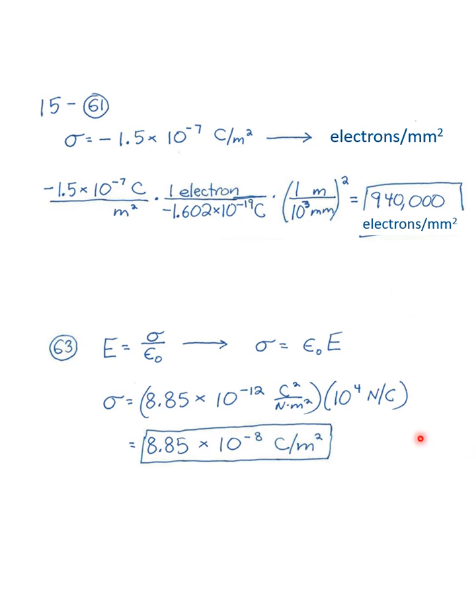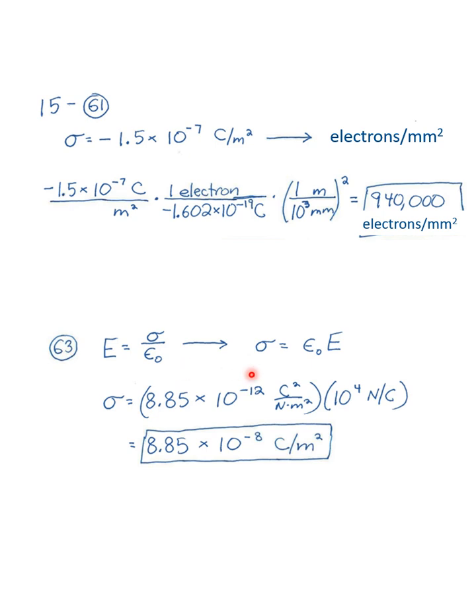Number 63. A pair of charged parallel planes are used to create a uniform electric field between the planes. The charge densities on the 2 planes are equal in magnitude but have opposite sign. Find the charge density on each plane if the electric field between them has a magnitude of 10,000 newtons per coulomb. All right, so we have an equation from the book that says in such a scenario, between these 2 oppositely charged parallel planes, the electric field in between them is the surface charge density divided by epsilon naught, that permittivity of free space constant.